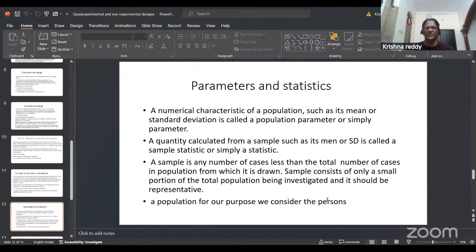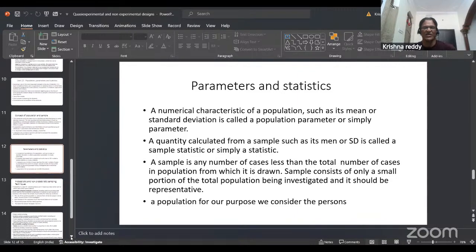of the population. So population for our purpose, we consider the human beings or the persons. Population can also be defined as it may be objects, or things, or human beings, isn't it? Identifiable things, identifiable subjects, identifiable human beings. So that is known as population. But for the purpose of our studies, we are considering human beings. Therefore, for our purpose, we consider the persons.